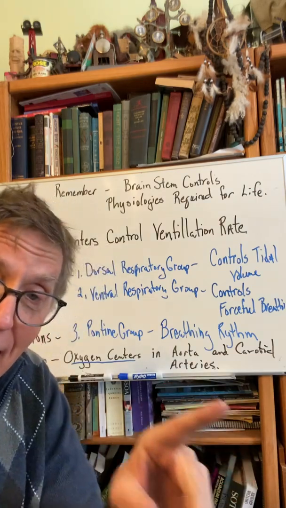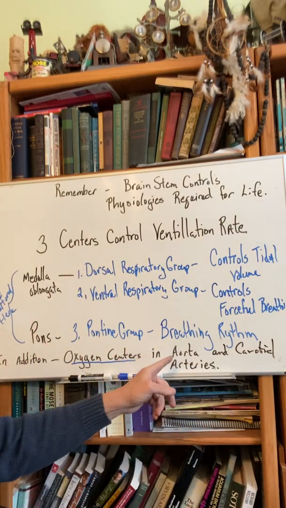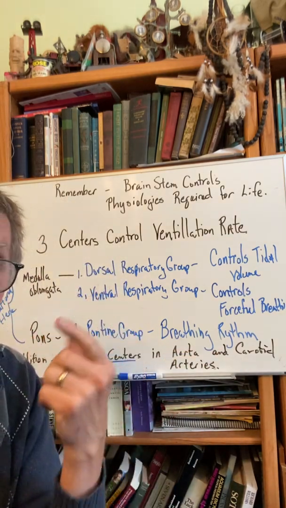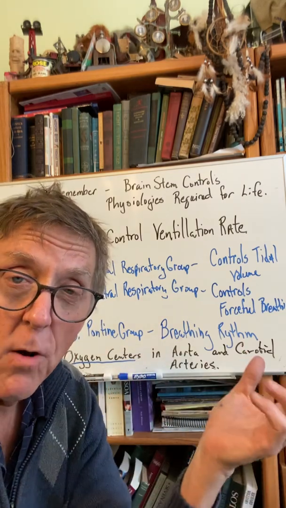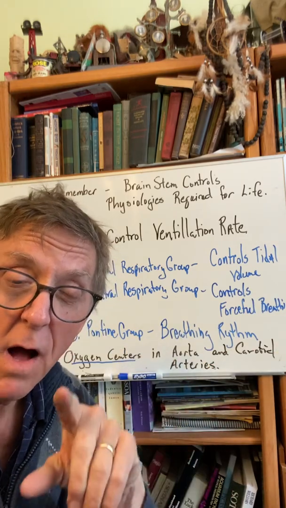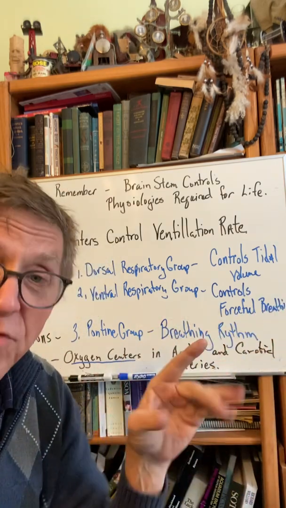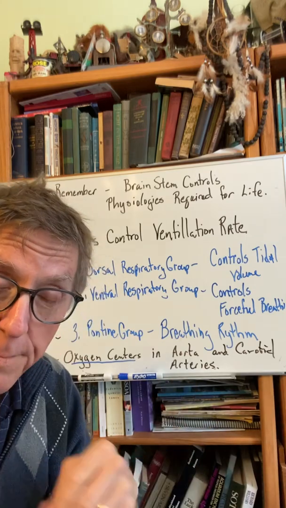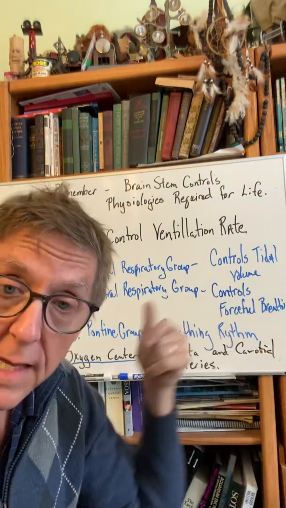Now, we do have some sensors in some of the arteries, in the aorta and in the carotid arteries. We are going to have some oxygen sensors that are going to be measuring the partial pressure of oxygen in your blood plasma. So oxygen does play a role in this, but the more important gas in terms of controlling ventilation is CO2.